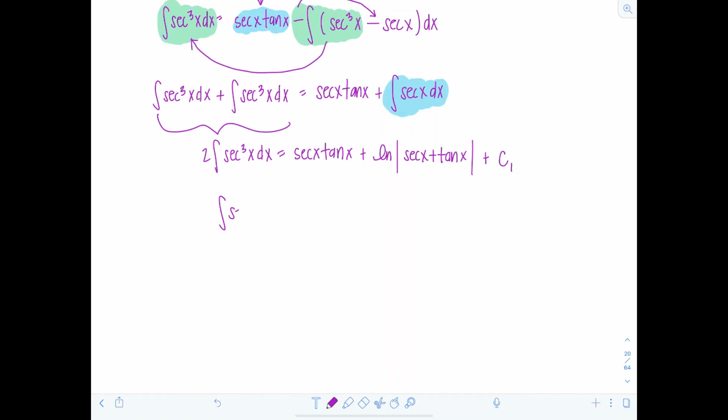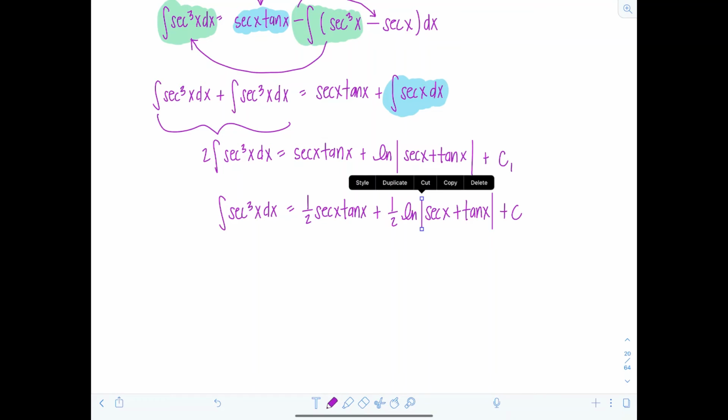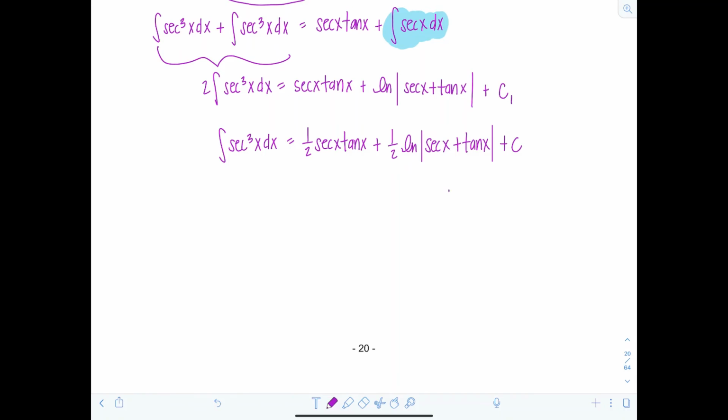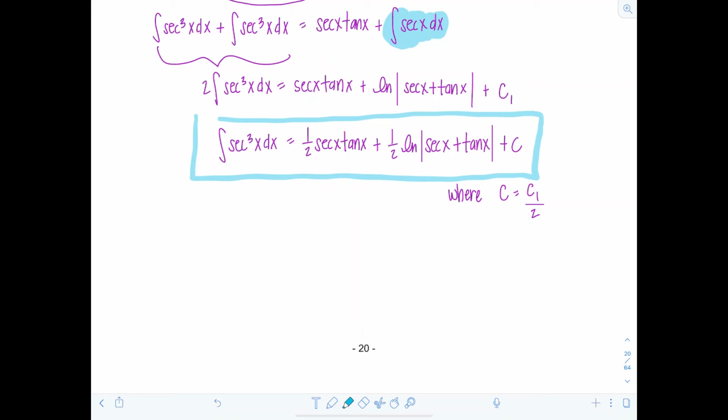So we have the integral of secant cubed x dx equals 1/2 secant x tan x plus 1/2 natural log absolute value secant x plus tan x plus c, and then I'm going to write PS: c is equal to c1 over 2. Just so that in our final answer we have a plus c instead of c over 2, right? Doesn't it look so much more classy like this? I'm sure you agree.